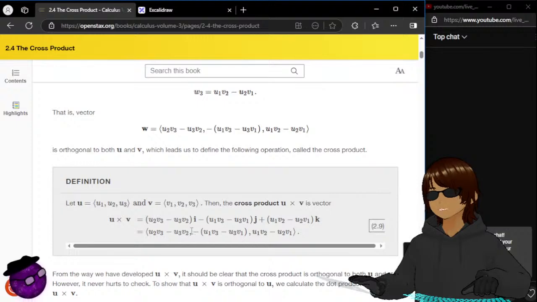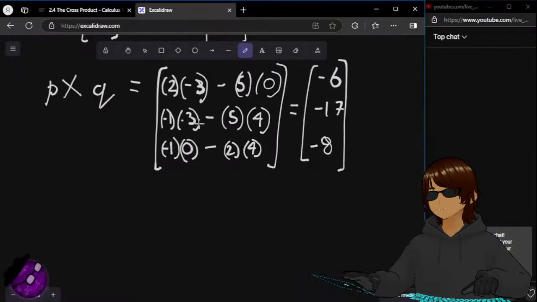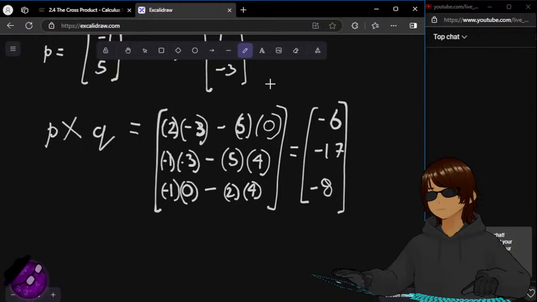The cross product is negative for the second one. So plus, and minus.